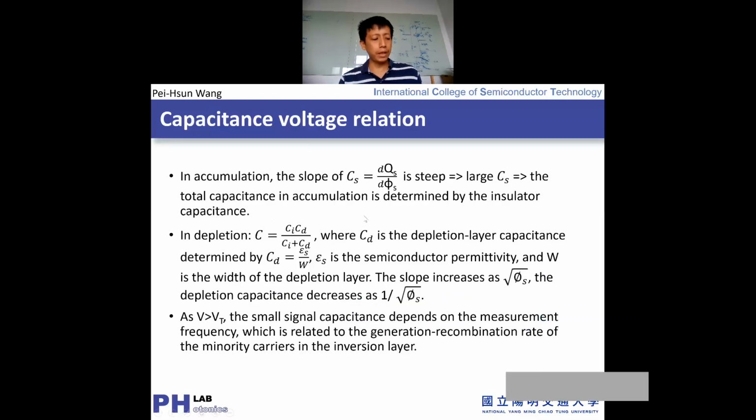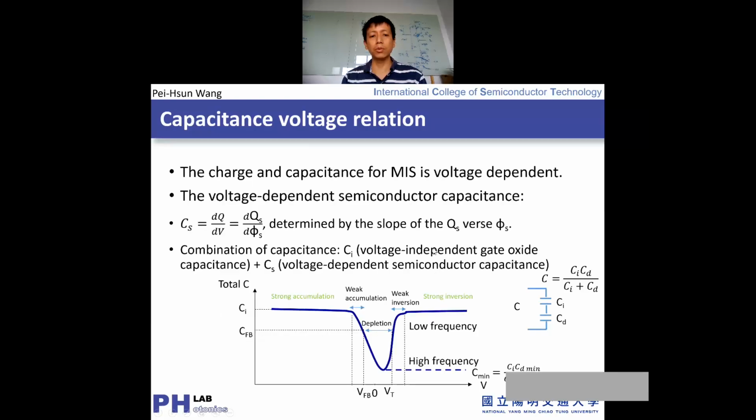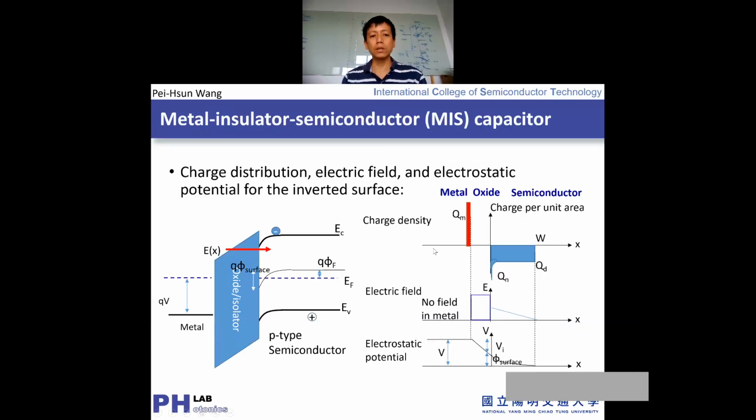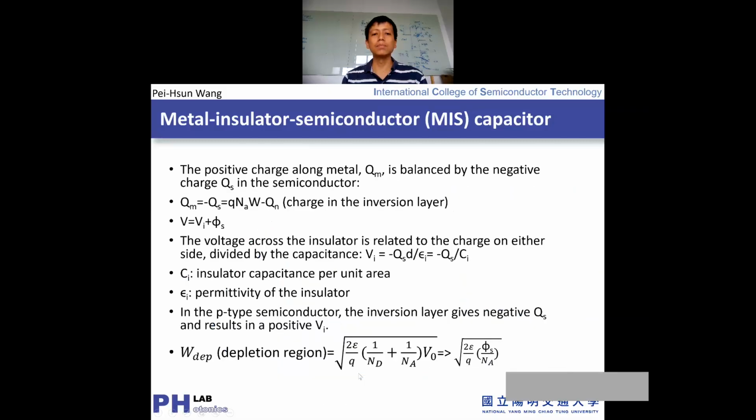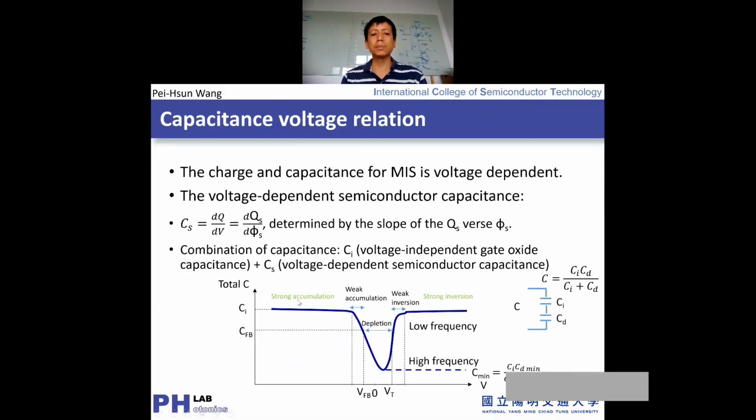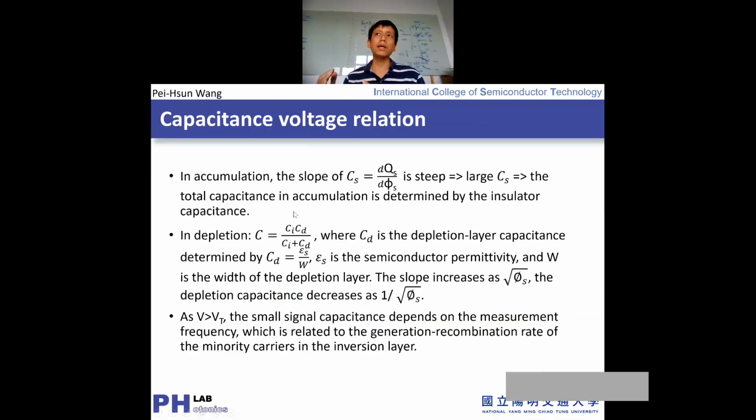So here is the summary, in which we have the previous slide. In accumulation, the slope of these modulations is steep, in which we have a large CS. So you can go back to the previous one. Accumulation of this charge is high. We get a steep slope of the hole accumulation. That means you take dQs over dV, and we get a large capacitance, just like a constant here. But at other times, if you consider the depletion region, you need to consider the depletion of the majority carrier in the semiconductor.